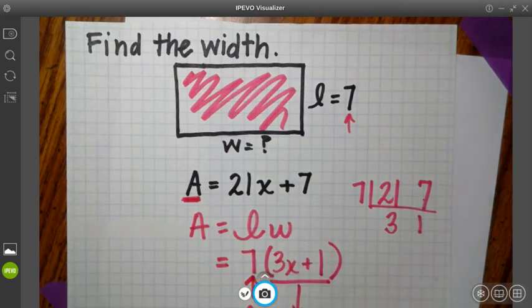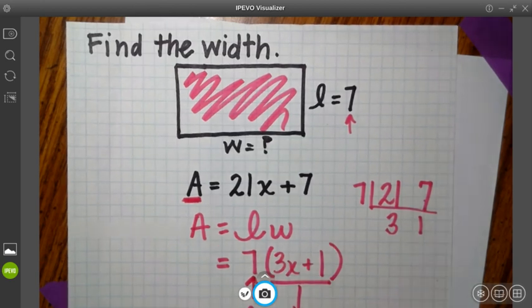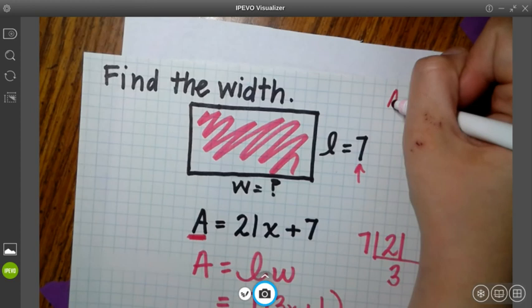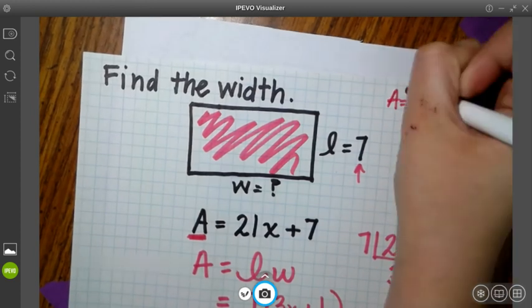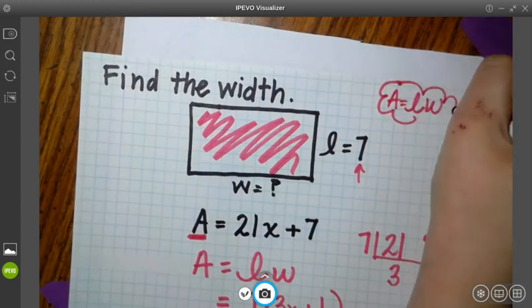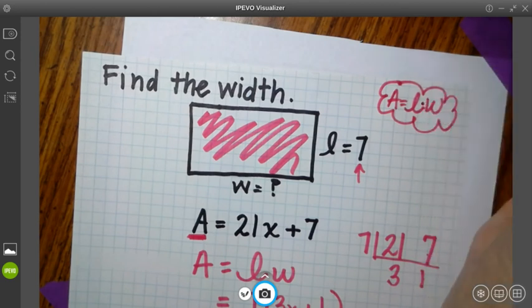Always look back and think, well, what do I know? I'm given length, I'm given width, and I'm given area. So in your head, you should be thinking, oh, I know area is length times width. And the distributive property is the product of two things. So how could I use that to help me find the answer?